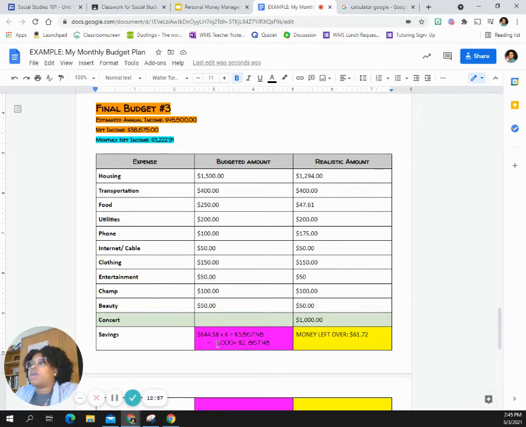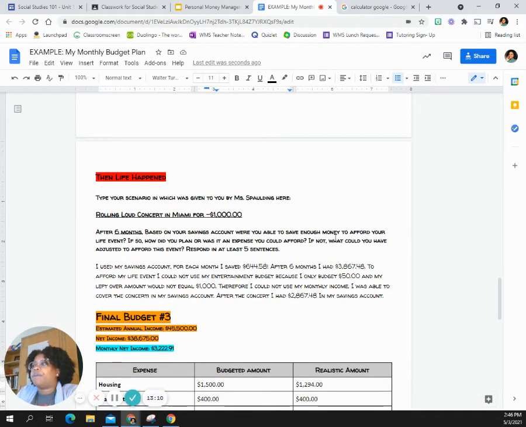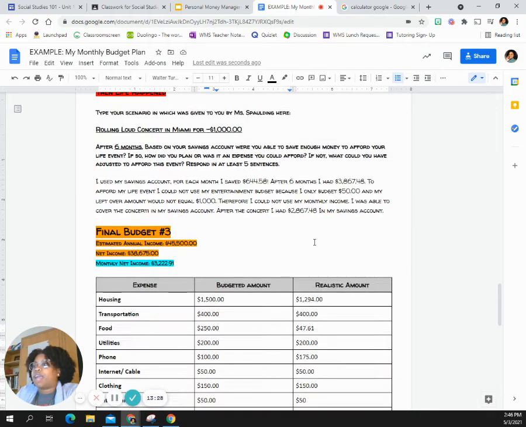You're going to take whatever happened to you. In my case, like I said, I had a subtraction of $1,000. So I'm taking that out of my savings account because I can't afford it through my income. And that's what the question asks us: Were you able to save enough money to afford your life event? If so, how did you plan, or what was the expense you could afford? I didn't quite plan for it, and it was definitely an expense, but I used it through my savings.